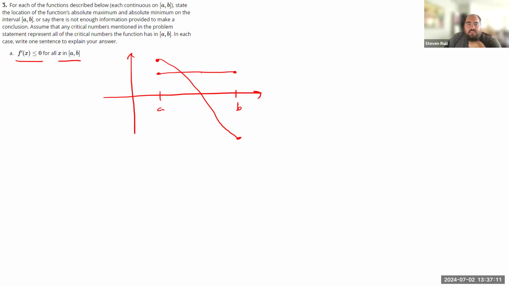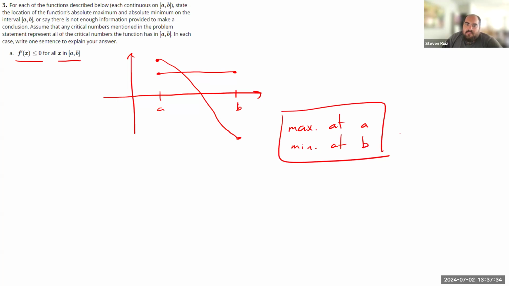if your derivative is equal to 0, then you have a horizontal line. But what I want to point out is that in both of these graphs, both of these possible functions I've shown here, and there are infinitely many others, the global max has to happen at A. The global min has to happen at B.